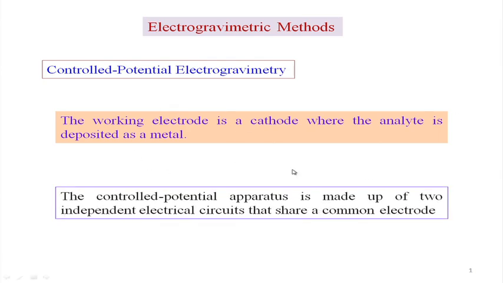So, in this particular case, now if you go for the electrolysis, that means you have the electrochemical cell, and we are looking for control potential electrogravimetric measurements or the methodology. So, a control potential apparatus should have two independent electrical circuits that share a common electrode. Now, by definition we are making it a little bit complex at this point, that we can go for a control potential apparatus or the electrochemical cell, but it will have two independent electrical circuits. We are not talking in terms of two electrodes.